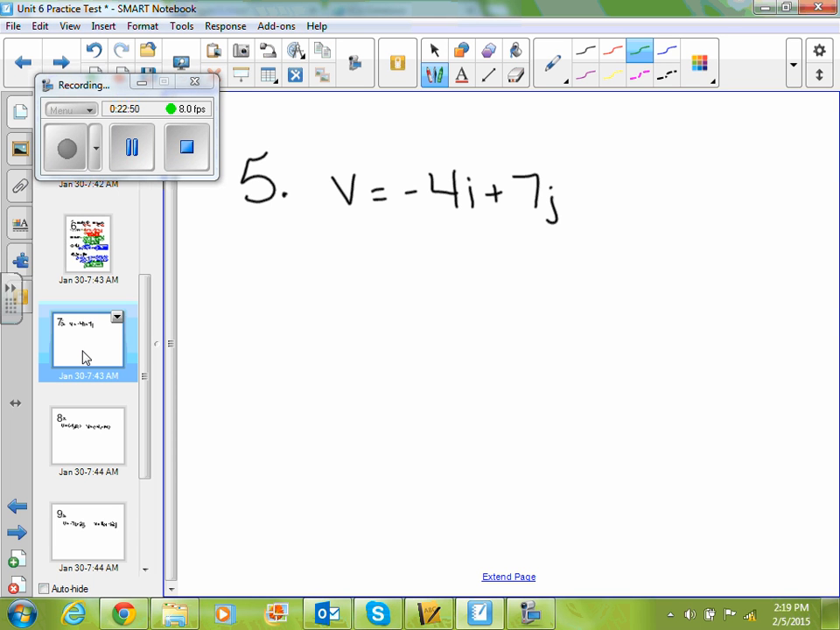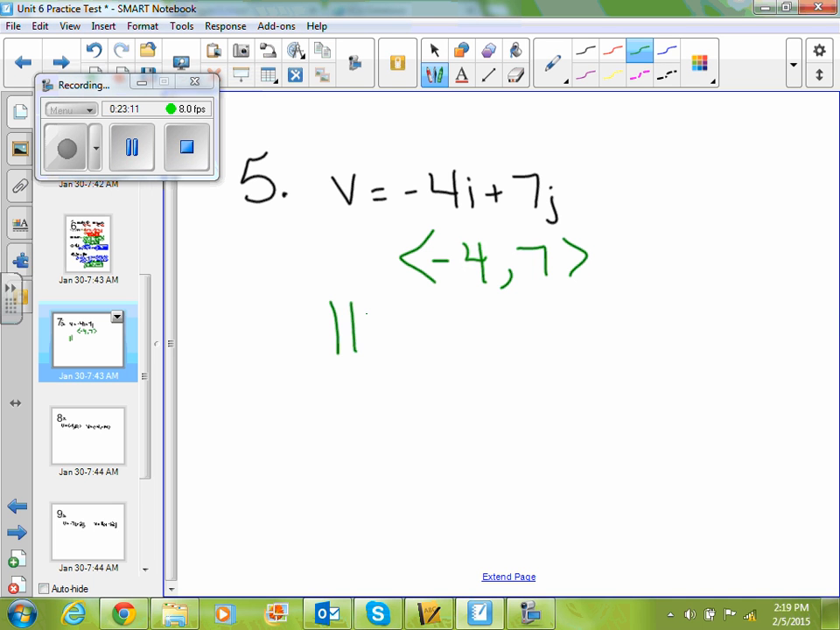Okay. Number 5 says find the magnitude and directed angle of the vector. We didn't worry about directed angle, so all you have to do is find the magnitude, so you can cross the directed angle part off. So I'm going to rewrite this vector as negative 4, 7, because it's easier to visualize than with the i's and j's.